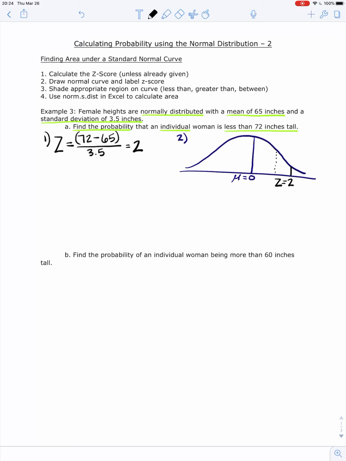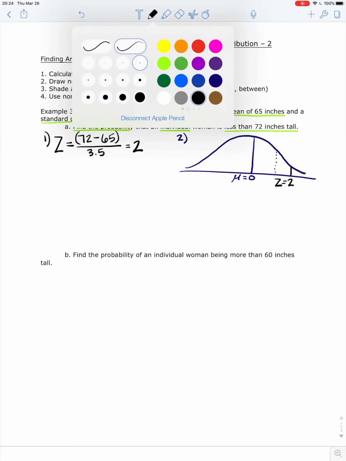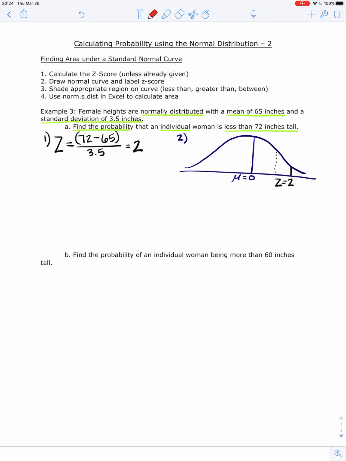Then we're going to shade the appropriate region on our curve. So step 3, shade the appropriate region. For this problem, it says less than 72 inches. Our 72 inches is now being represented by this z-score of 2. So I'm going to take my curve and shade everything less than 2.